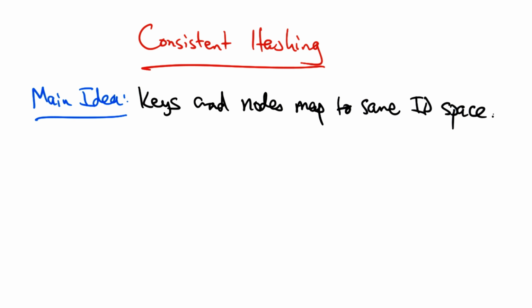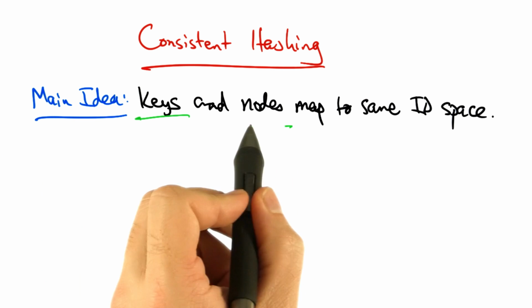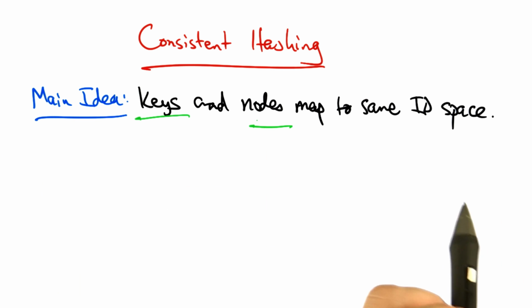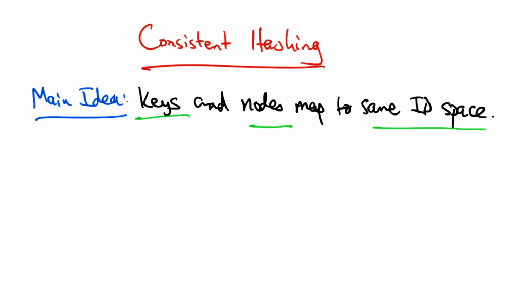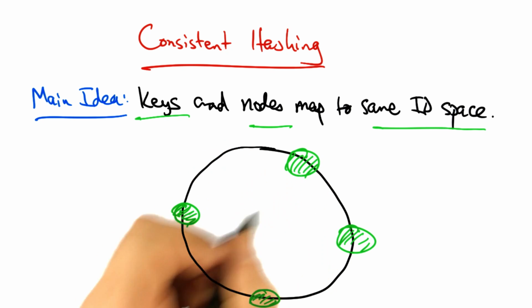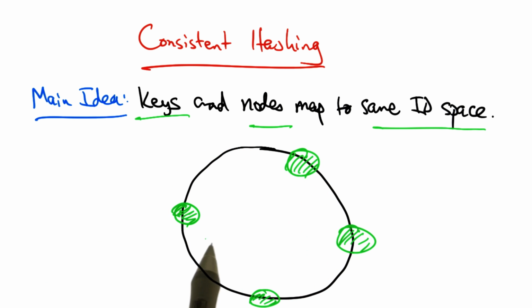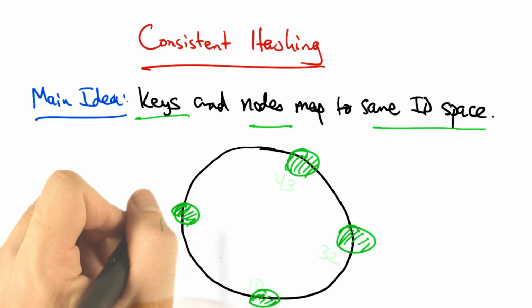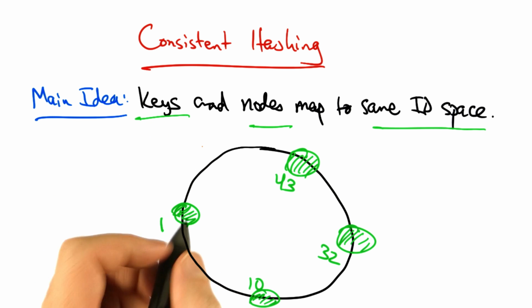In consistent hashing, the main idea is that the keys and the nodes map to the same ID space. So what we're going to do is create a metric space, such as a ring, and we'll put nodes on this ring, and the idea is that these nodes each have some ID. Now the keys should also map to the ID space.